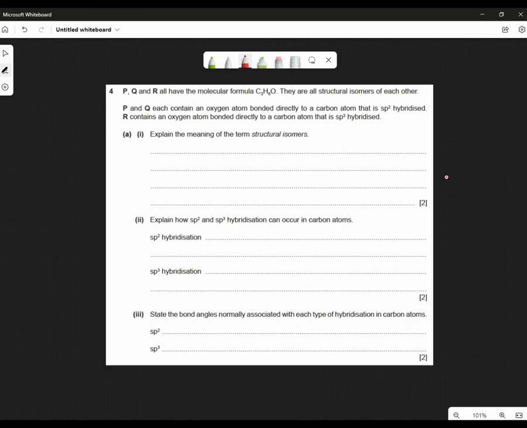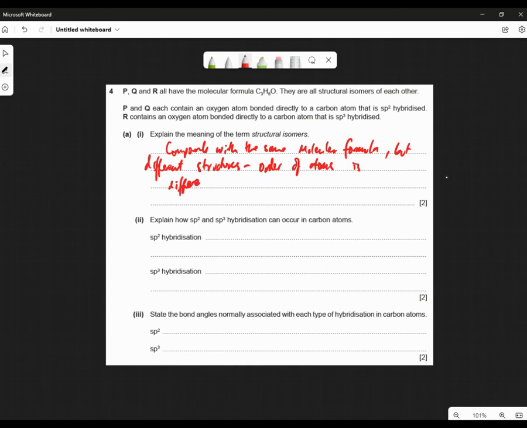First of all, what's an isomer? They are compounds with the same molecular formula, but different structures. In other words, the order of atoms is different in each isomer. A stereoisomer has the order of atoms the same, it's the orientation in space that's different. Not a great answer, but I'm sure that would give me 2 marks.